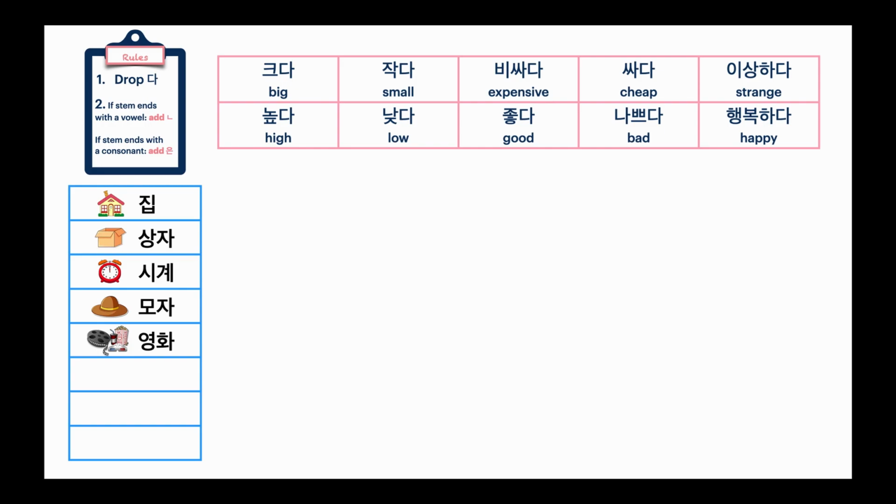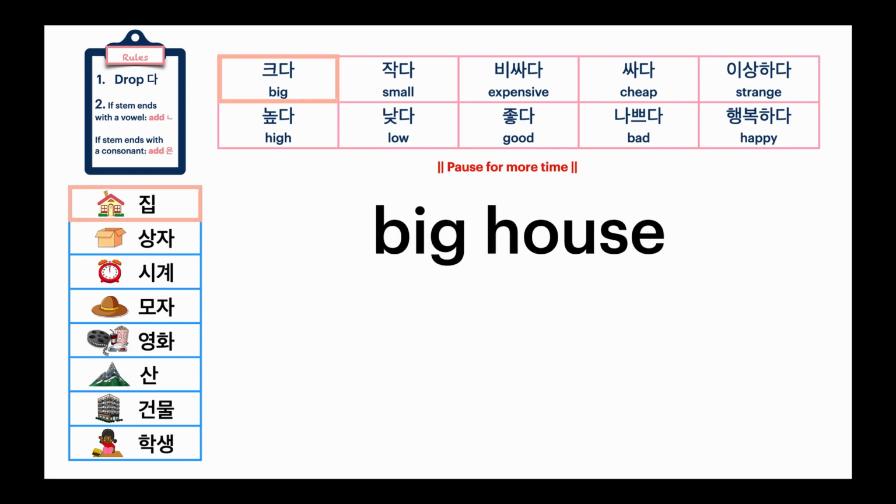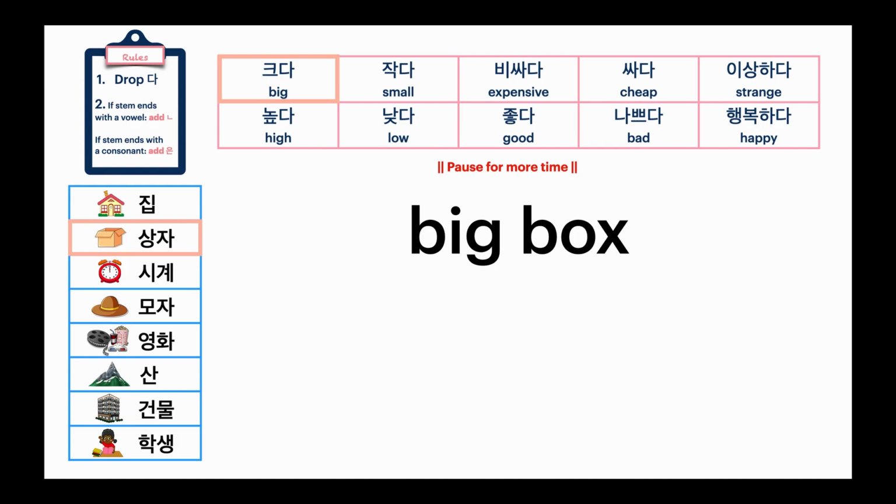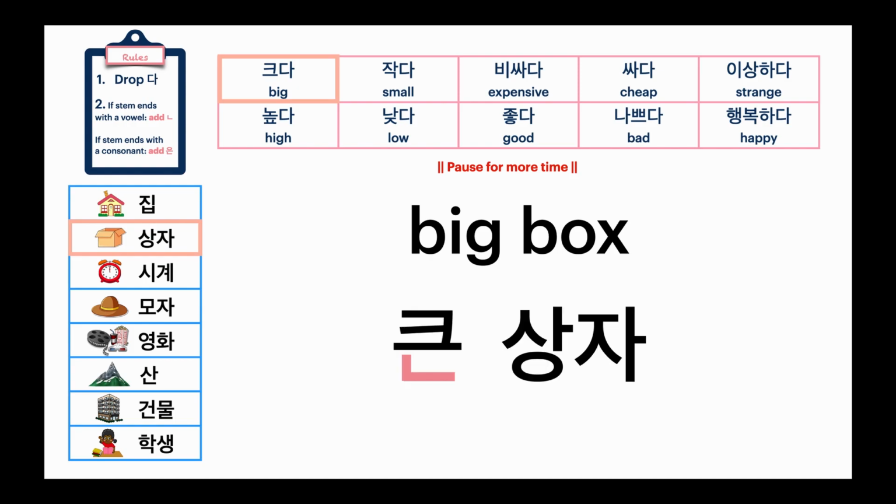영화, movie. 산, mountain. 건물, building. 학생, student. Let's start with big house. 큰 집. Big box. 큰 상자.